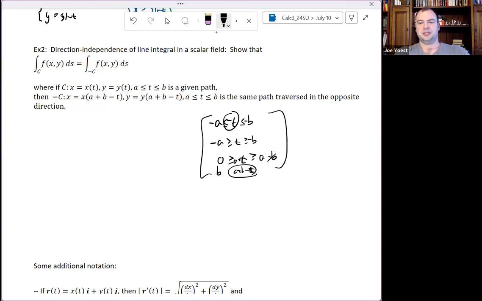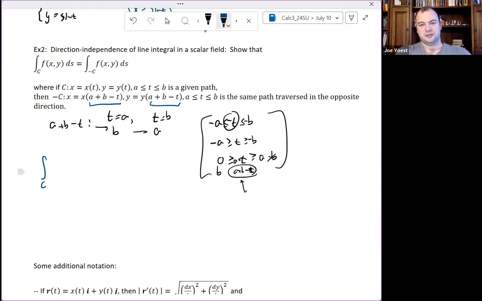But the point is that a plus b minus t, when t ranges from a to b, this ranges from b to a. So for a plus b minus t, when t equals a, this is a plus b minus a, this is b. When t equals b, this is a plus b minus b, or a. So probably clear as mud. I was just trying to show where I came up with why this change traverses the same path in the opposite direction. And that's why.